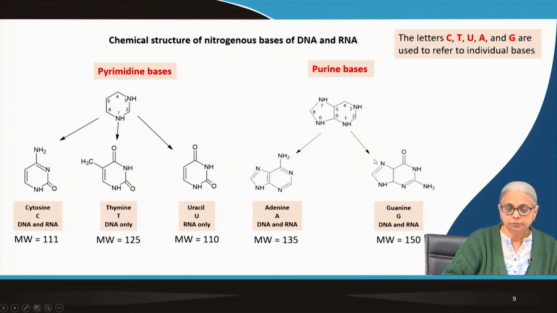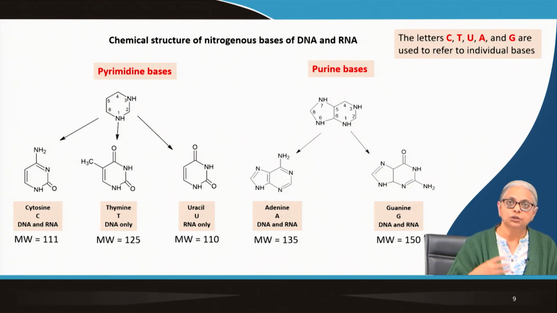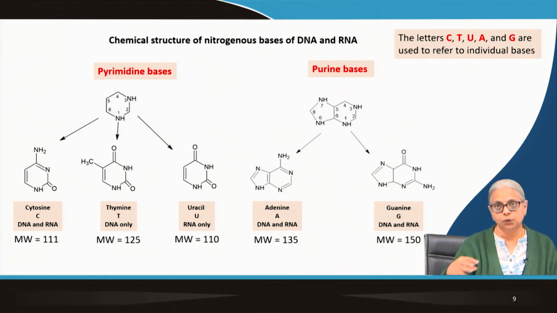We have 2 purine bases with 2 rings. Adenine, which is also found in ATP. It is present in both DNA and RNA, and ATP, which is different. And then we have guanine, which is shown by the letter G, and that is also found in both DNA and RNA. So I've given you the molecular weights for each of the bases over here, so you can calculate the molecular weight of either a nucleotide or a nucleoside.